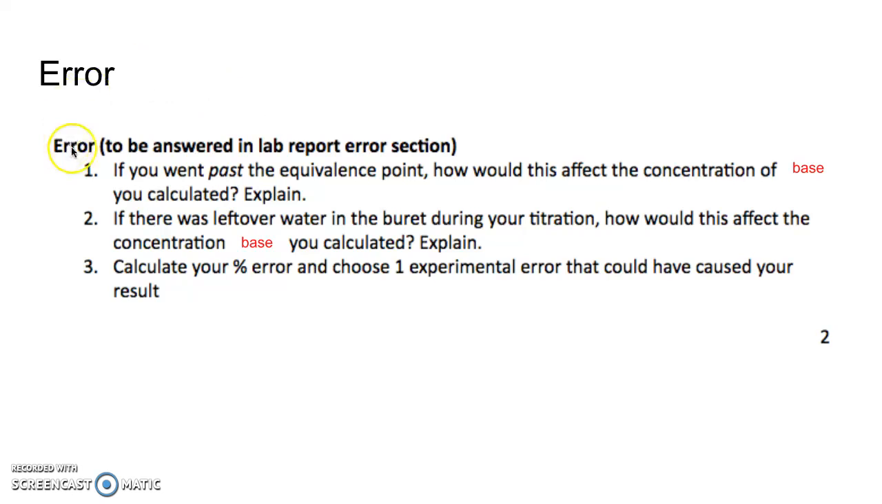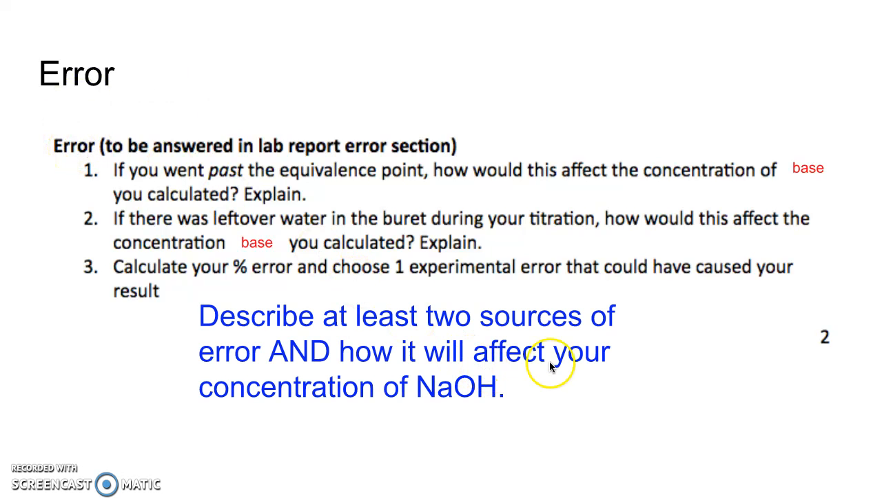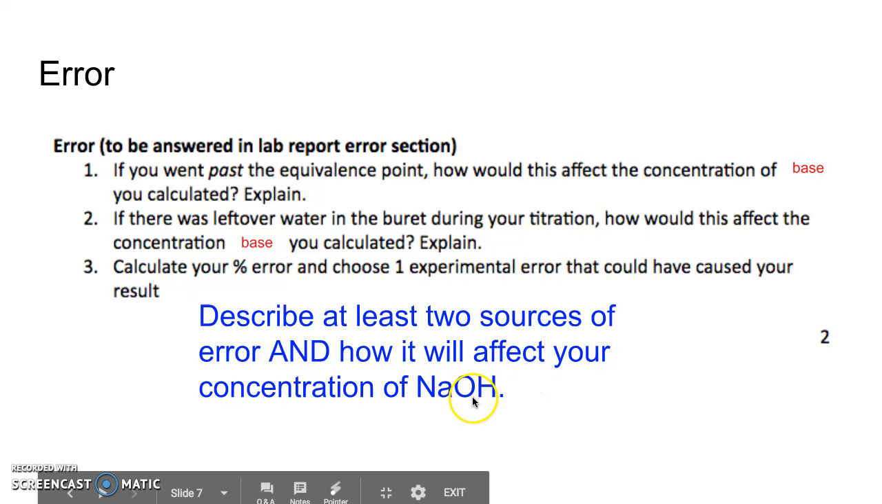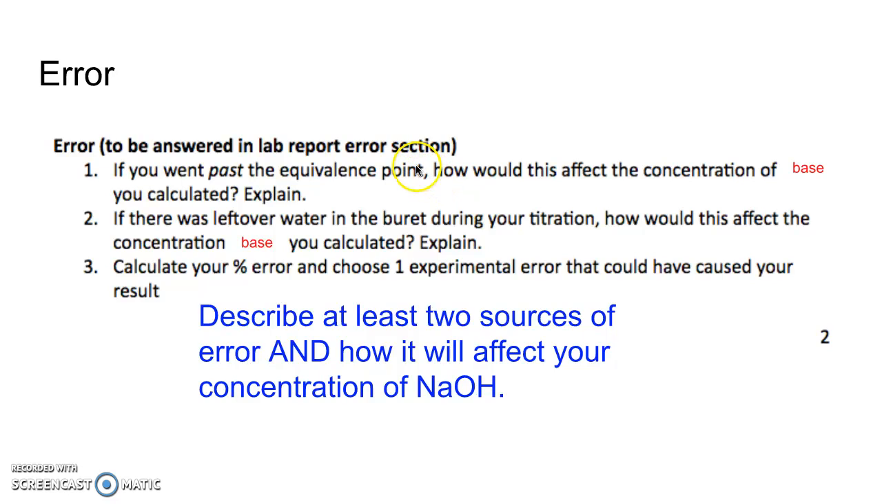For the error section, what you need to do is describe at least 2 sources of error and how they will affect your concentration of NaOH, the thing that you're calculating. These questions are sort of there to guide you into thinking, well, if you did something like go past the equivalence point, which I think everyone pretty much did in the lab, and it's a common mistake to make with a titration. So if you go past the equivalence point, how would this affect your concentration of base? For this first one, you need to consider what happens to the volume, the actual volume that you used versus the volume that should have been used, and how this would affect your calculations for the molarity of your base.